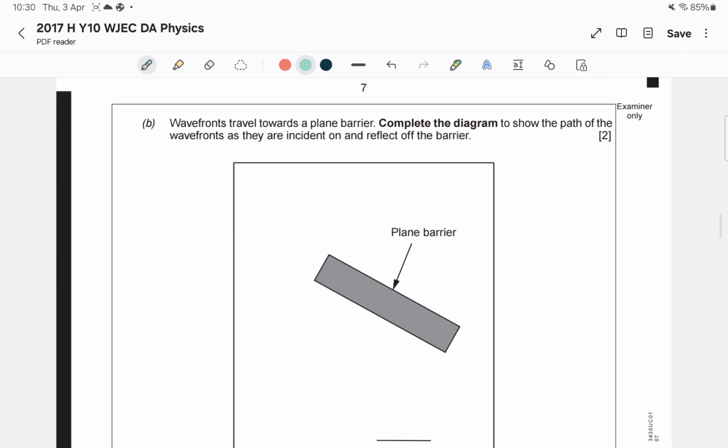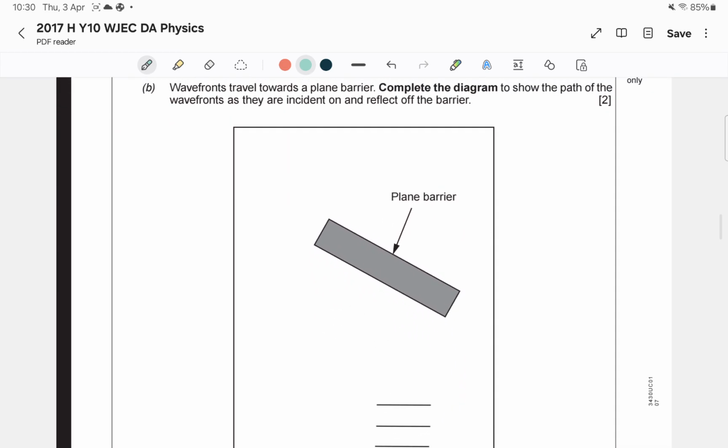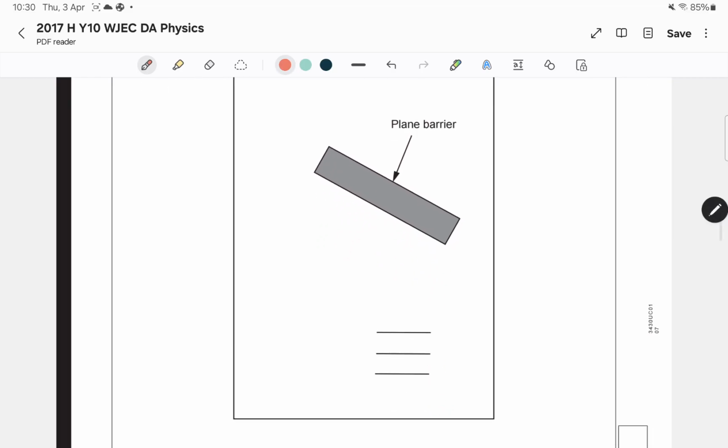Wavefronts travel towards the barrier. Complete the diagram. So the wavefront diagram looks like this. These are just like the tops. These are the peaks of the wave, and the distance between them here, that's a wavelength. But the wave is actually going in that direction, down with a ruler. So can I use it? Oh no, that's worse. So it's going to go up with a ruler to there.